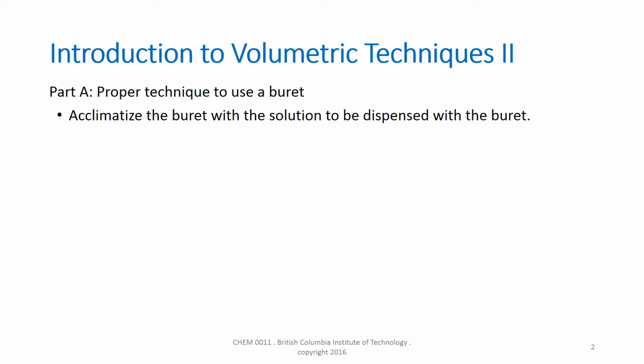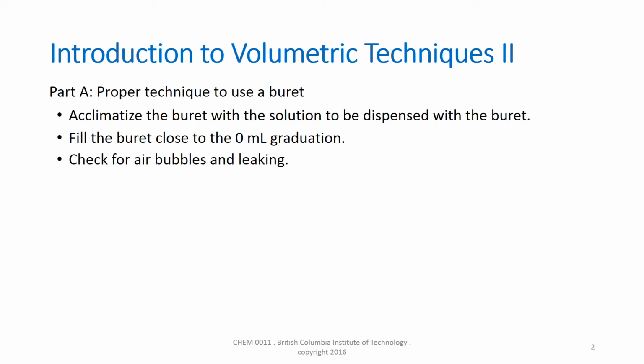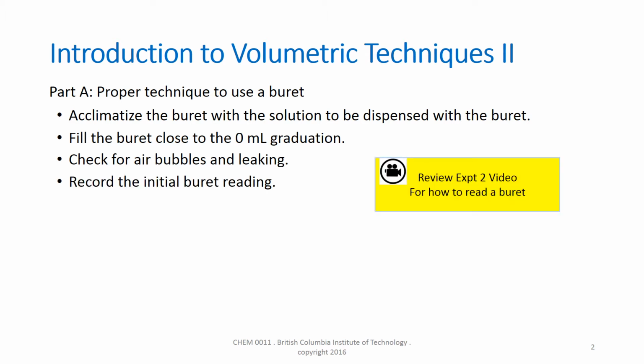First, the burette is acclimatized with the solution to be dispensed with the burette. Fill to near the 0 mark with the solution to be dispensed. Check for air bubbles in the burette tip and for leaks. If there are no air bubbles or leaks, and the bottom of the meniscus lines up with the burette scale, then read and record the initial burette reading. The video for Experiment 2 shows how to read the burette.